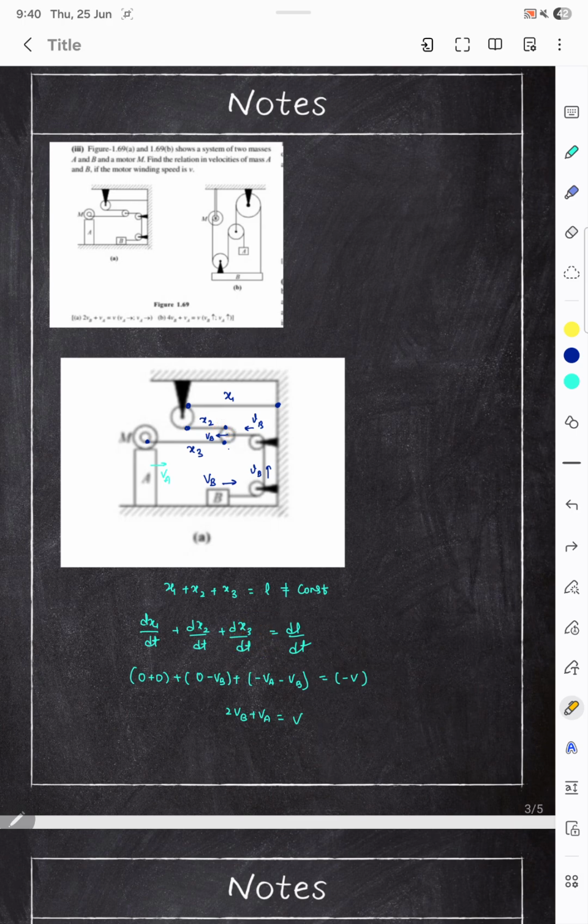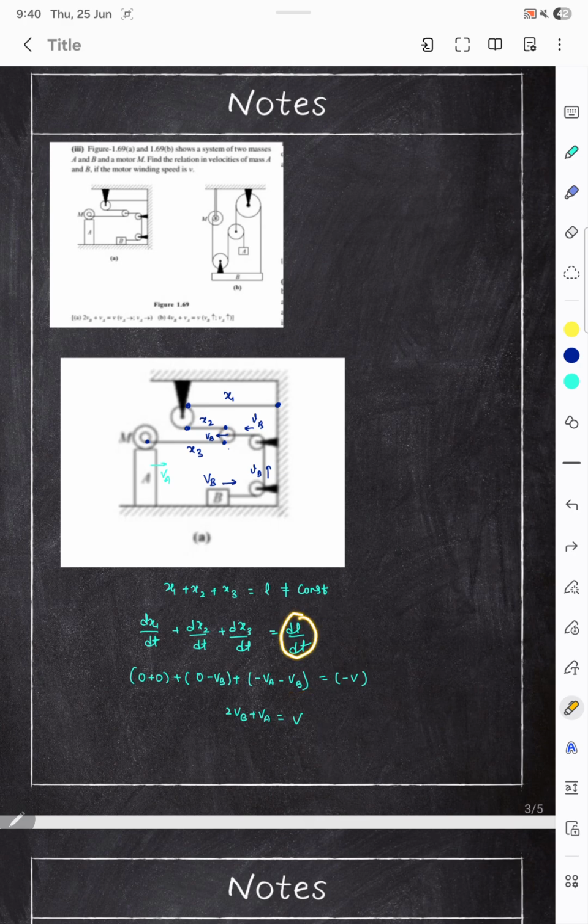Now dx3 by dt. In dx3 by dt, there are 2 points. This point represents that this pulley is moving rightward because it is placed on block A, and block A itself is moving rightward with velocity VA, which tends to decrease x3. That's why it is considered negative, minus VA. And this velocity VB also decreases x3, and that's why it is considered minus VB. And this equals dL by dt.